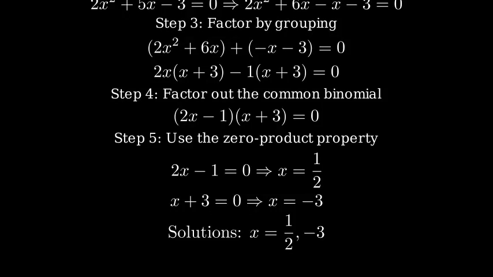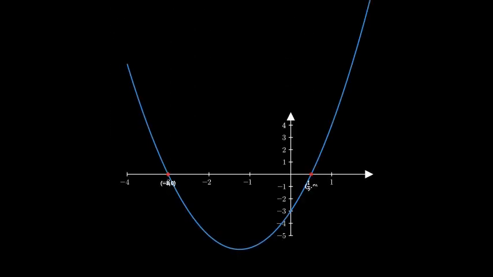Let's verify our solutions by graphing the quadratic function. The graph of y equals 2x squared plus 5x minus 3 crosses the x-axis at x equals negative 3 and x equals 1/2. These x-intercepts are precisely our solutions.